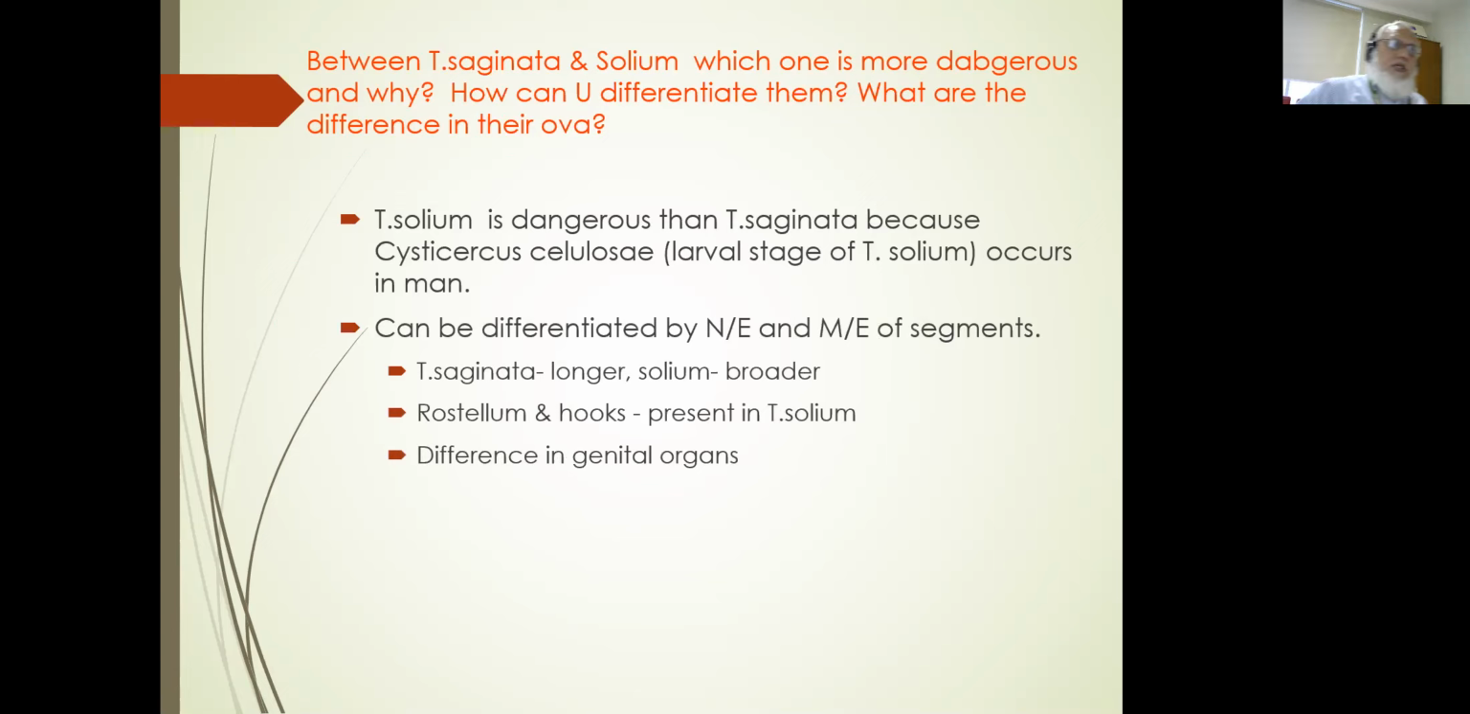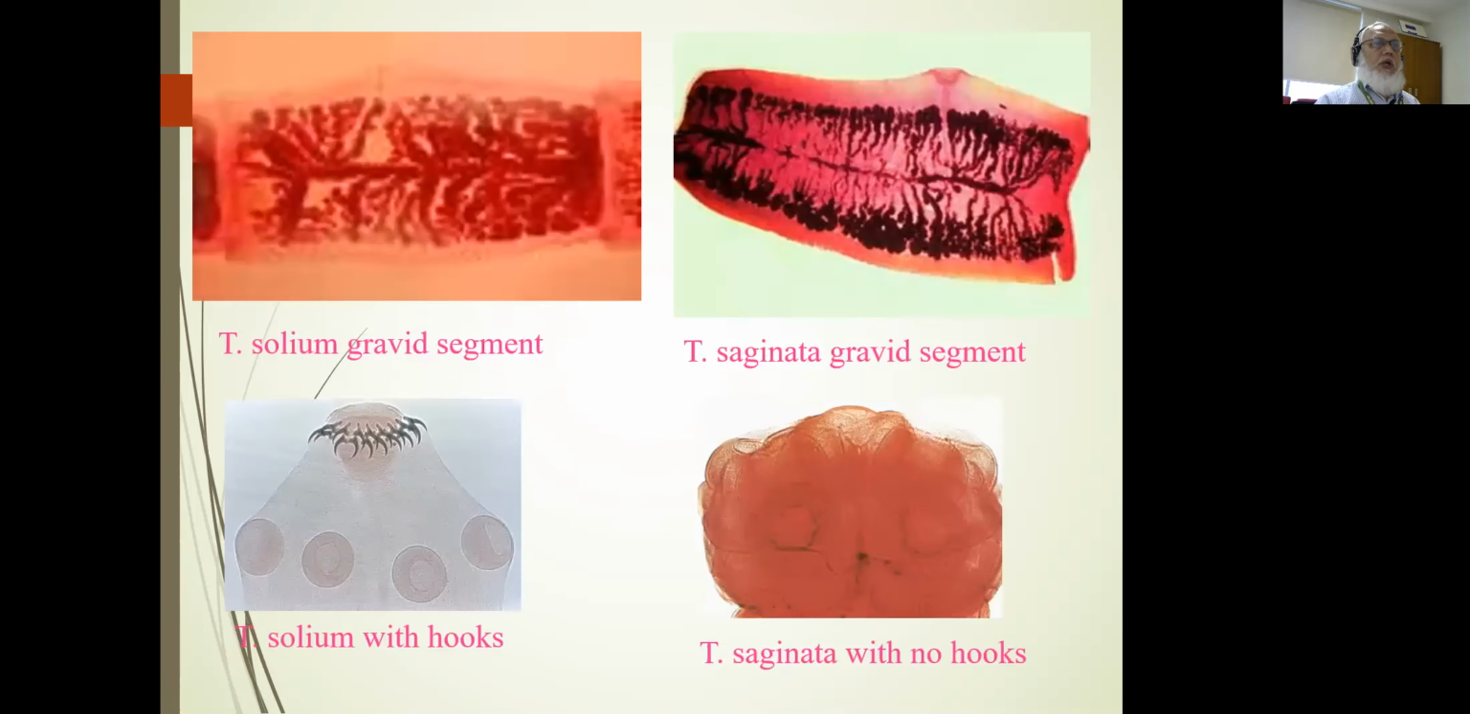They can be differentiated by naked eye and microscopic examination of segments. Taenia saginata is longer, solium is broader. Rostellar hooks are present in solium, and there are differences in genital organs. There is no difference in the eggs. You can see here Taenia saginata and Taenia solium. Taenia solium with hooks, and Taenia saginata no hooks. Taenia solium is broader and saginata longer.